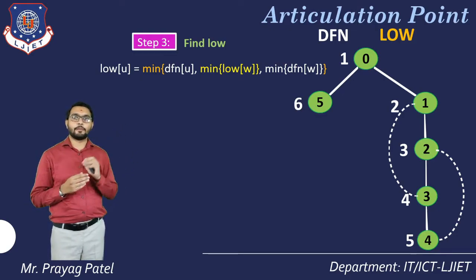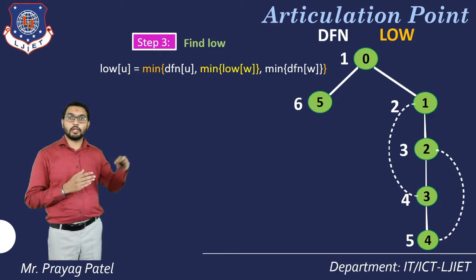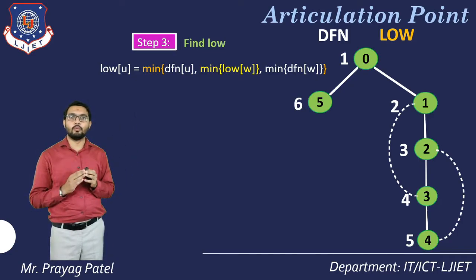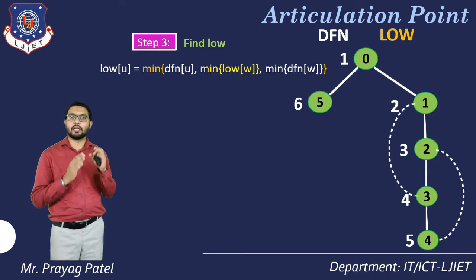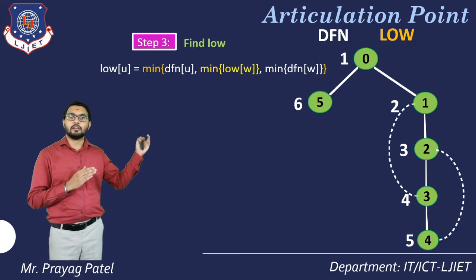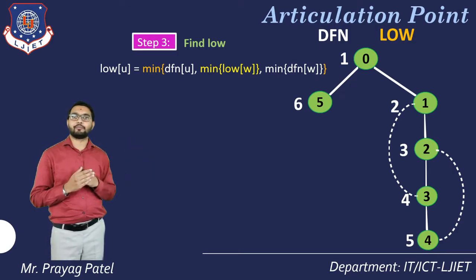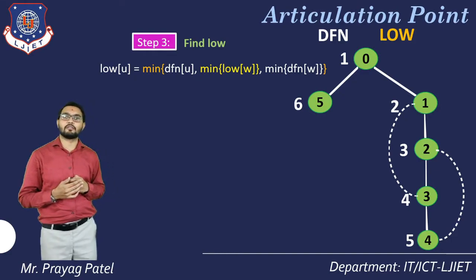The equation is low of u equals the minimum of DFN of u, low of w, and DFN of w. The first part is the DFN of u, meaning your node is u, so your node's DFN number is the first part. The second part is the low of w, and here w means a child of u. For example, for node 0, the children are node 5 or node 1. Next, the third part is DFN of w. Here DFN of w means a back edge from u to w. So consider the nodes one by one.